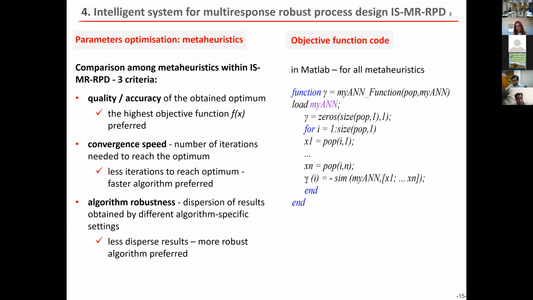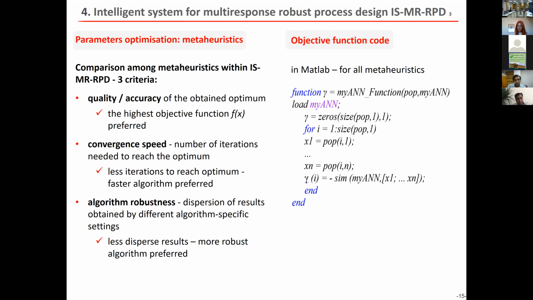I mentioned those 4 meta-heuristics that I tried out here, and I compare them with respect to 3 criteria. First is quality or accuracy of the obtained solution, so obviously we would like the objective function to be as high as possible. Second, convergence speed, the number of iterations that the algorithm needs to locate the global optimum. And very important, algorithm robustness, which is actually the dispersion of results obtained by different algorithm settings.